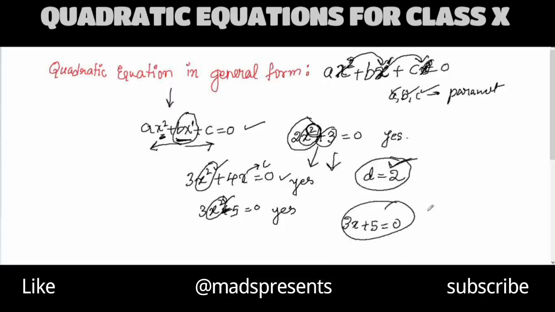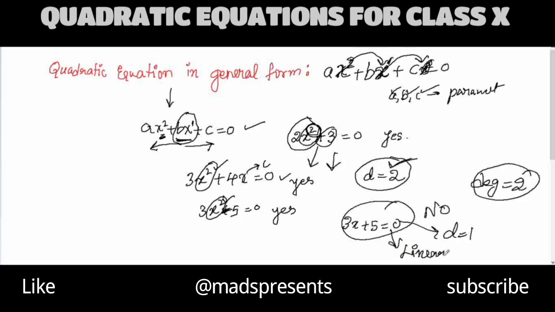This is not a quadratic equation. No, because the x squared term is missing. That means the highest power is missing. Degree 2 is missing here. In this equation, the degree is equal to 1. If the degree is equal to 1, this is called a linear equation.